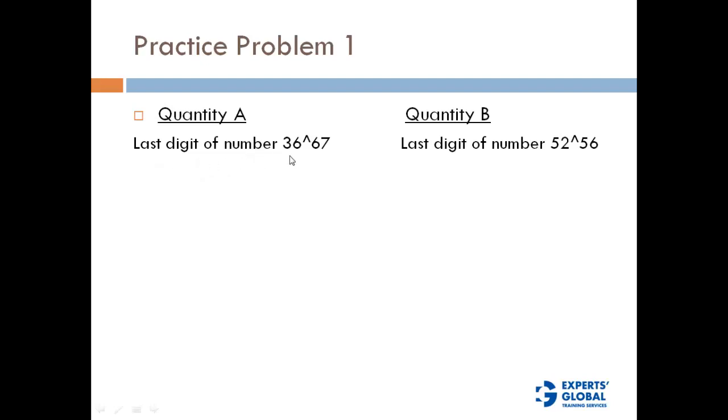What is the last digit of 36 raised to 67, times 52 raised to 56? See, this is a last digit problem. The trick here is that whenever we are dealing with the last digit of a power, you only consider the last digit of the base and this power. So the last digit of this number is going to be the last digit of 6 raised to 67. Obviously, 6 raised to anything will always end in 6, right? So here the last digit is going to be 6.